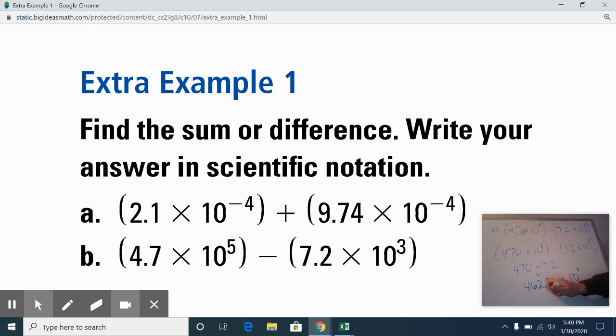Now this one's even extra hard because in the end, I'm left with a number that's way greater than 10. I got to move my decimal back to the left 2 units. Remember, when I move left, I add to my exponent. Since I moved 2 units, I add 2 to 3 to get 10 to the 5th, and this is my final answer here. Okay, so hopefully that makes sense to you.